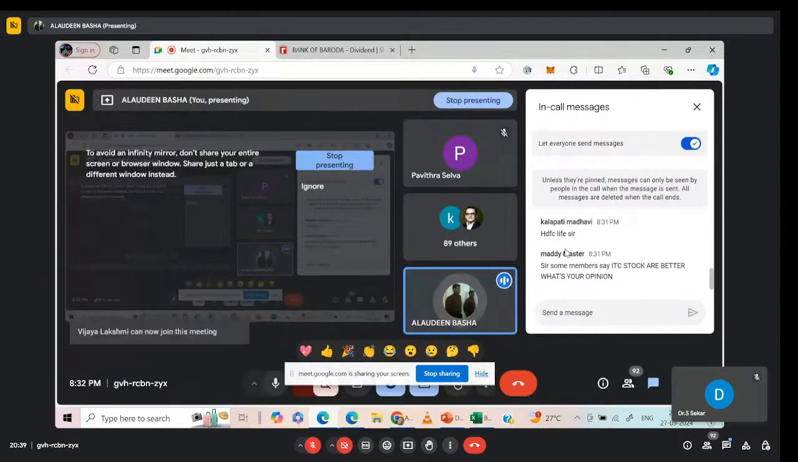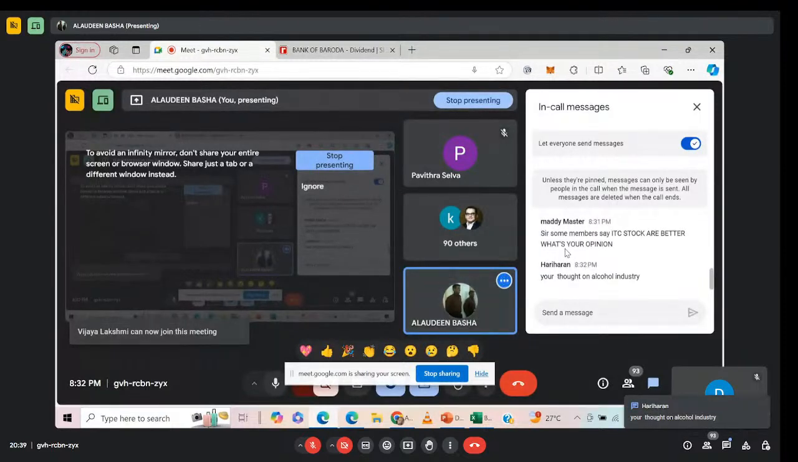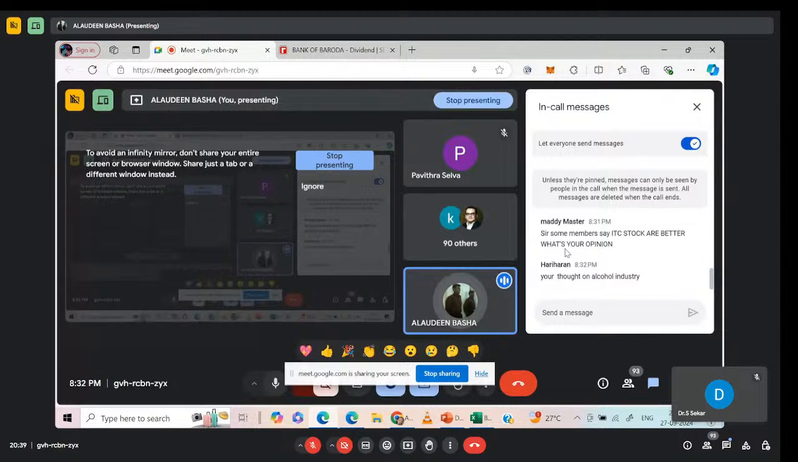HDFC group companies are good, sir. Not only HDFC Life, the HDFC group is good for the long term. No, sir, I have not thought about alcohol intensity. Most people think ITC is only for alcohol, but it is not like that. ITC has a lot of products, even biscuits. Alcohol is only one of the products in ITC.